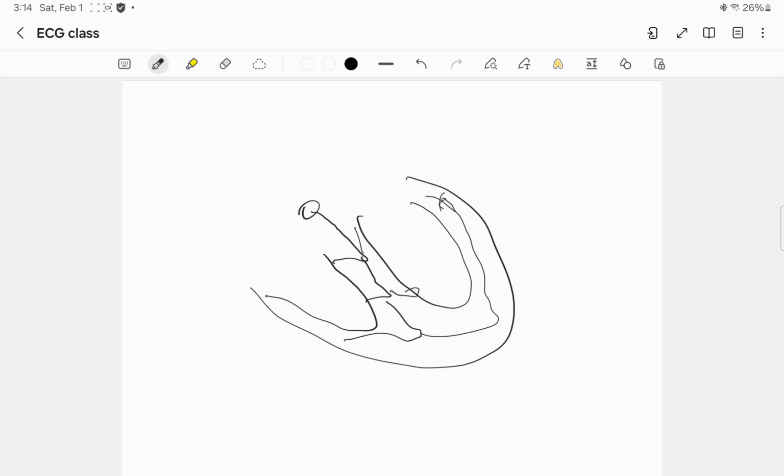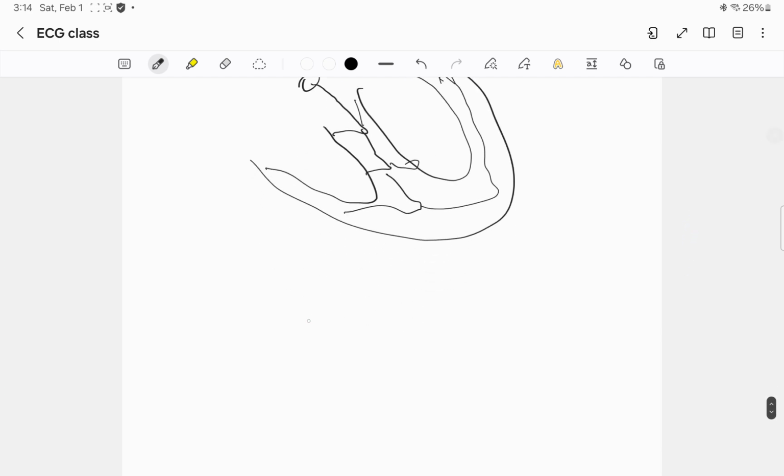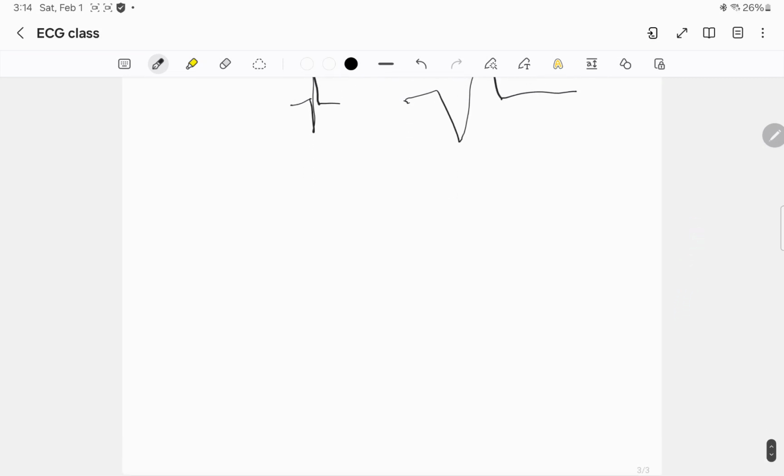If that is damaged, or if impulses are not traveling through that pathway, then we get impulses traveling through myocytes, and these impulses travel much more slowly. So impulses that travel through the His-Purkinje system should look like that, which is narrow. And if it's traveling through an abnormal system, right, so it's bypassing the His-Purkinje system, it should look something like that, wide.